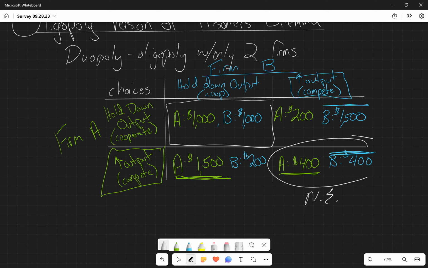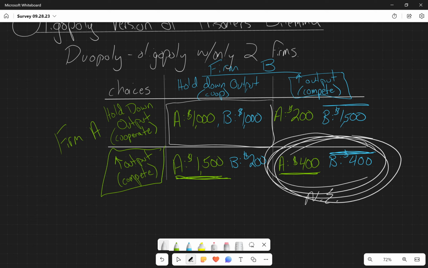So questions on game theory, on how oligopolies relate, right? Even though they would love to hold down output, there's no enforcement mechanism. There's no way for them to ensure that the other person is also going to hold down the output. And so as a result, we end up down here at a suboptimal equilibrium, but it's our only equilibrium.